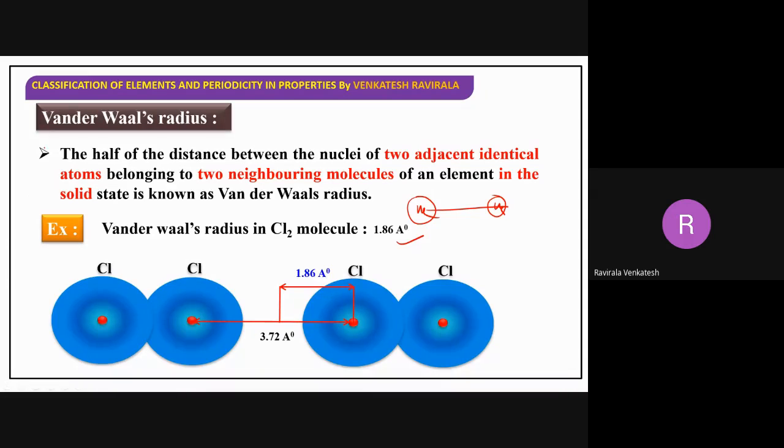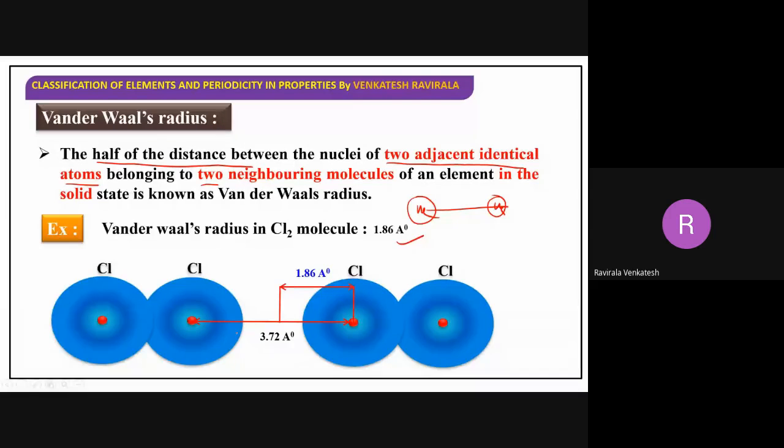Now, what is the definition? The half of the distance between the nuclei of two adjacent identical atoms belonging to neighboring molecules. See, these two are the same or not? Same only. And they belong to neighboring molecules. They do not have any relation.